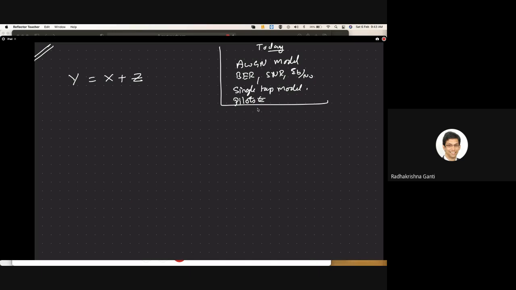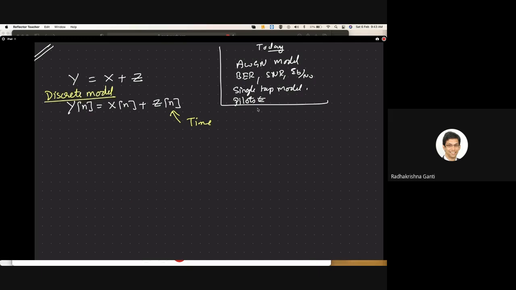So since we are in the discrete domain, I'm going to write this as y of n is equal to x of n plus z of n to explicitly indicate the time. So this n is nothing but the time, discrete time. Essentially n is the number which says, okay, this is the first time instant you are using the channel, second time instant you are using the channel, third time instant, and so forth. Okay, so this is called the discrete model. This is what we will mostly work with.